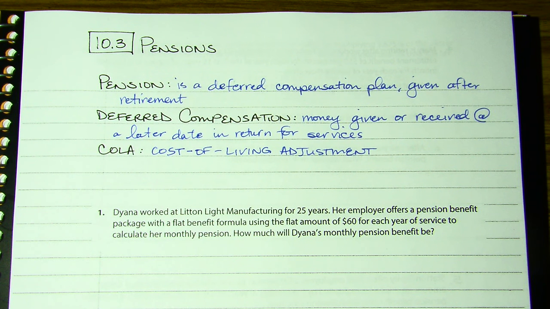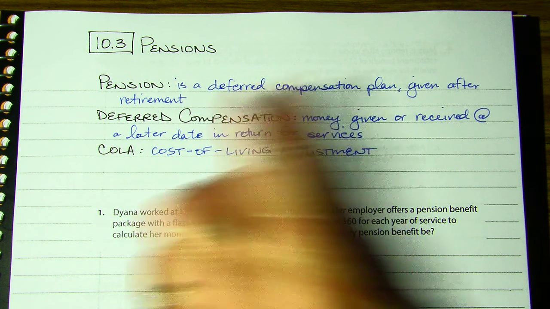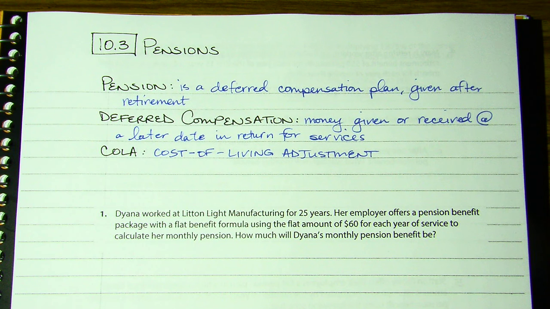You've probably heard of the term. A pension is something that you receive after you retire. So it's deferred compensation, that money that your company has set aside for you. A pension is one type of deferred compensation. So it's money given or received at a later date for what you're doing right now. So if I'm working now, it's money I'm receiving later.